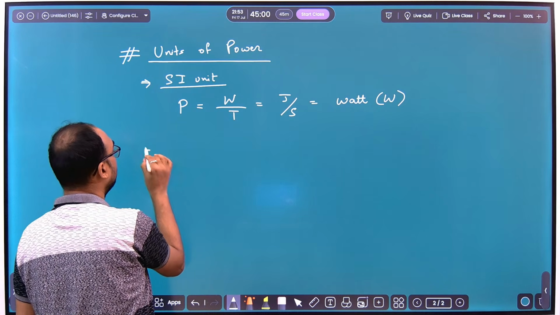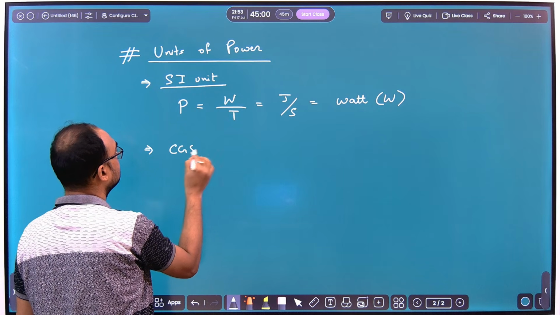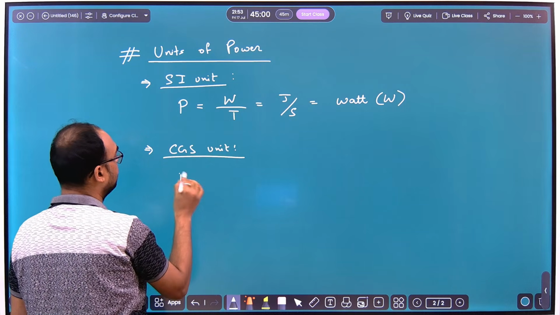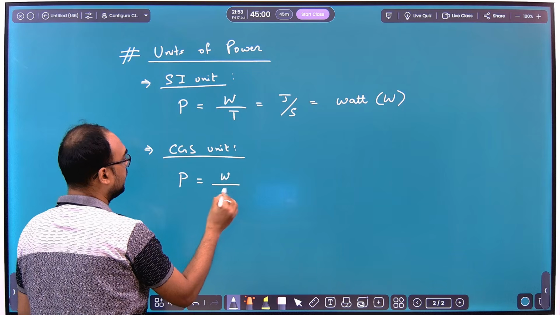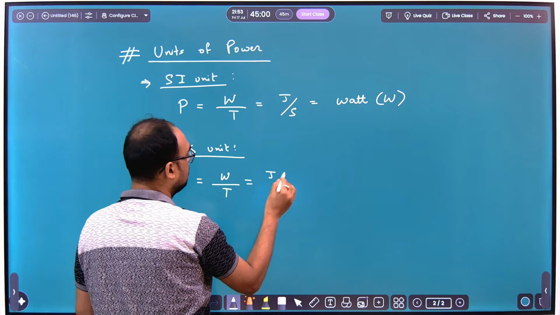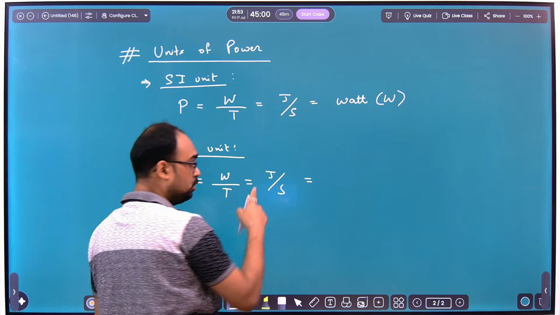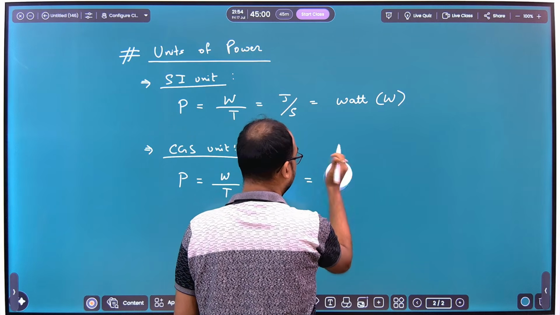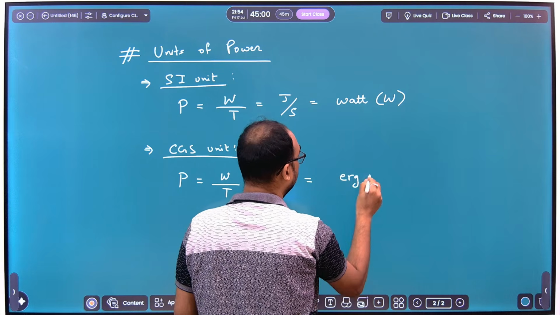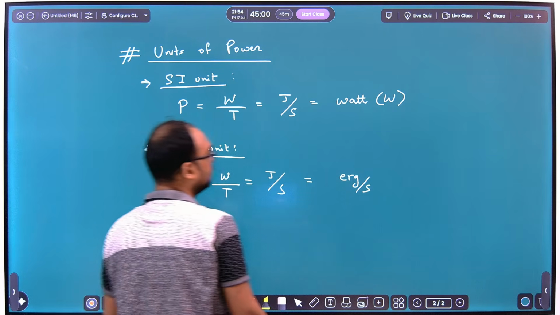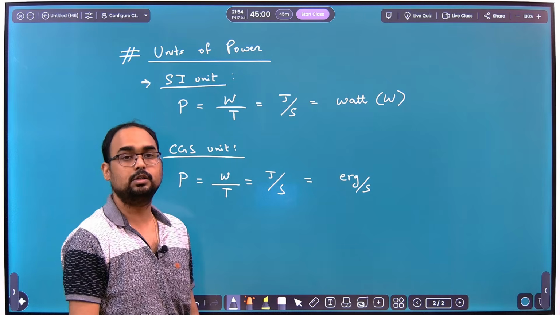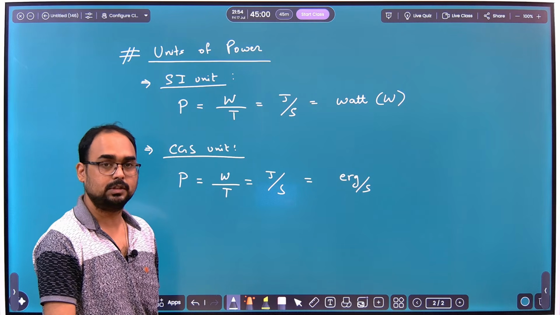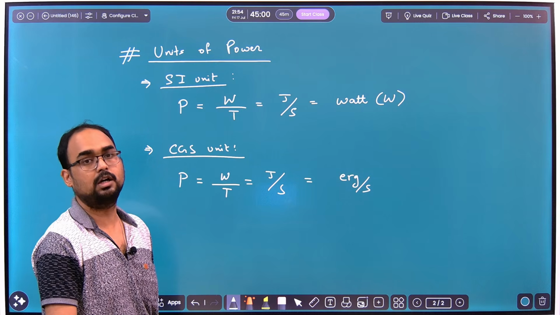Whereas, if you go to your CGS system, power is work by time, which is joule per second, and joule is erg per second. That is your CGS unit of work. CGS unit of power is erg per second.